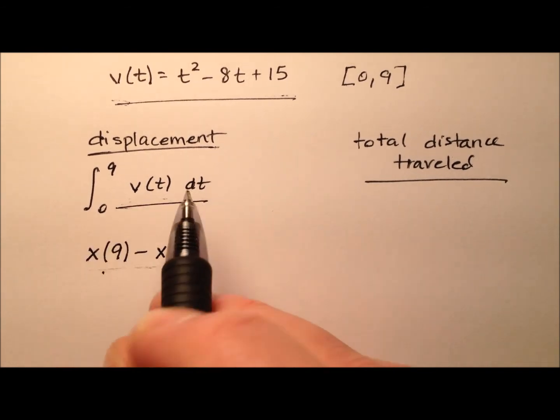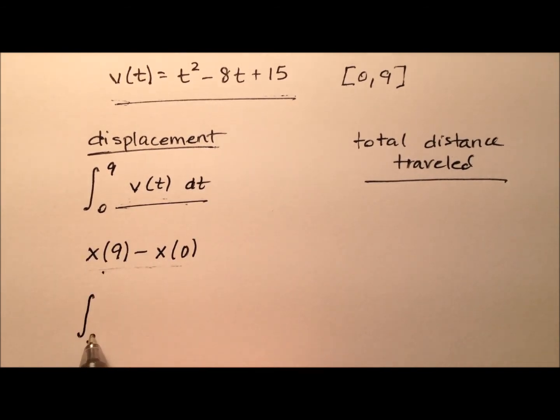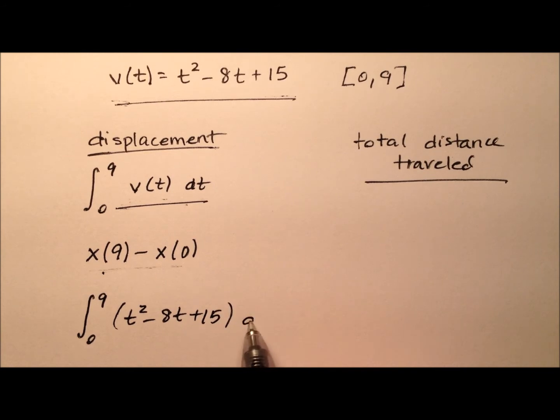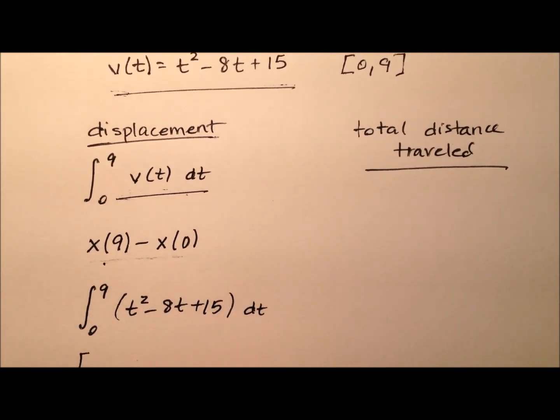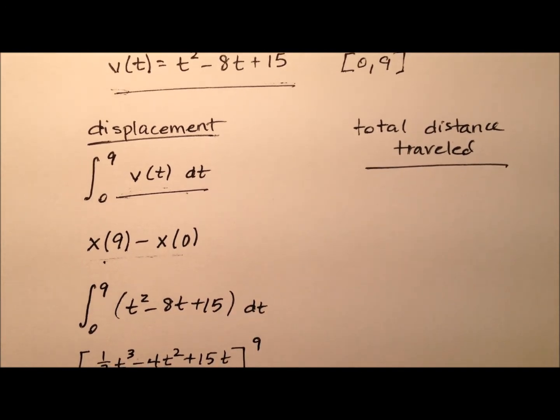Okay, so I'm going to rewrite this integral here from 0 to 9 of our t squared minus 8t plus 15 with respect to time. Okay, so the integral here is going to be 1/3 t cubed minus 4t squared plus 15t, and we're doing that from 0 to 9.